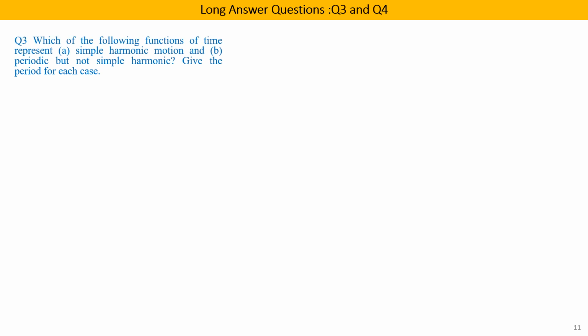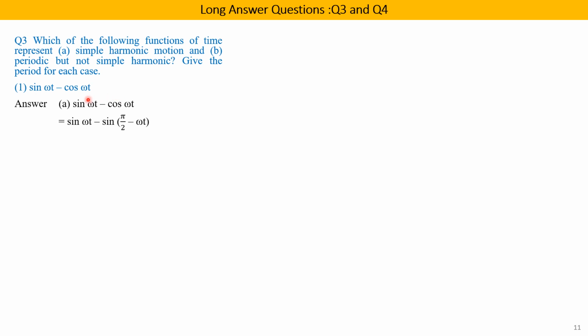Next question. Which of the following functions of time represent simple harmonic motion, and part B, periodic but not simple harmonic? Give the period for each. Cos omega t minus sin omega t. Answer: sin omega t minus sin of (pi by 2 minus omega t).